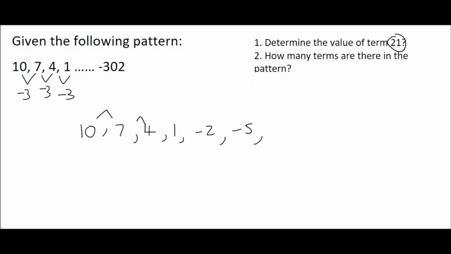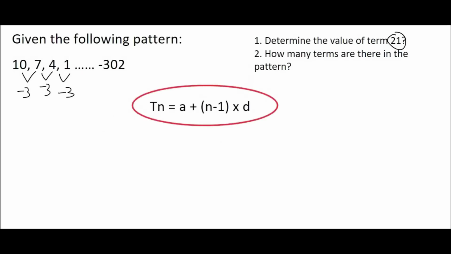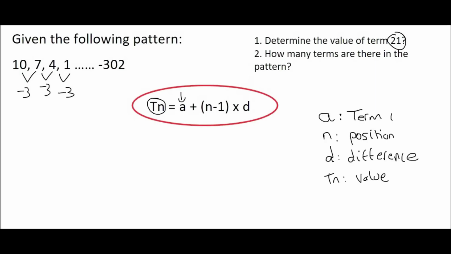In the previous video, we looked at the arithmetic formula, which is this one. From the previous video, and this is so important that you remember, A is the first term, N is the specific position that we're looking at, D is the difference, and Tn is the value. So let's summarize that quickly. A is term 1, N is the position, D is the difference, and Tn is the actual value.